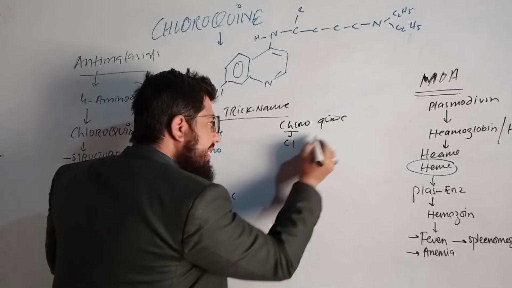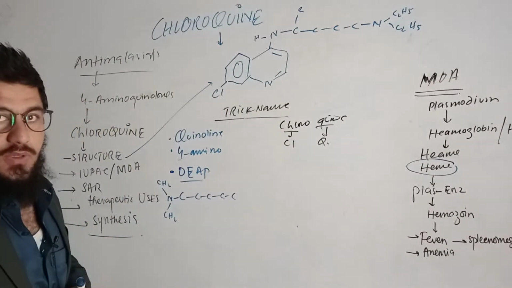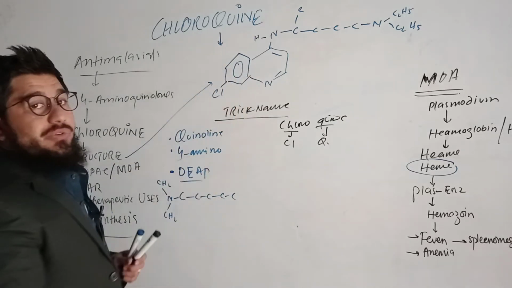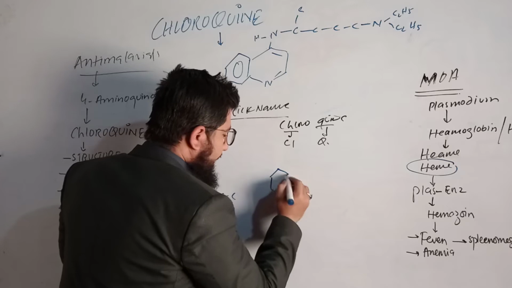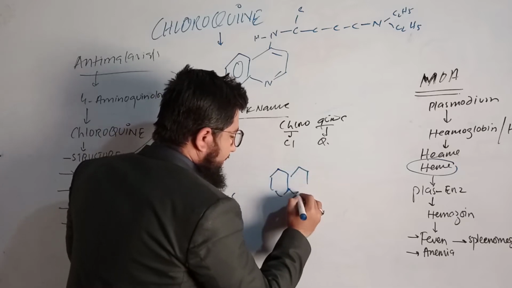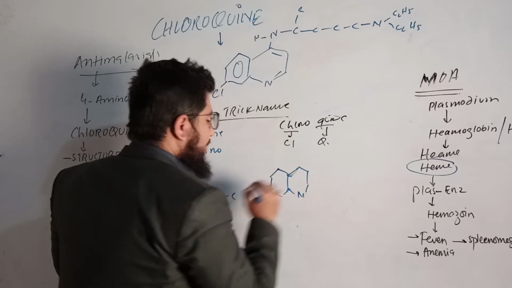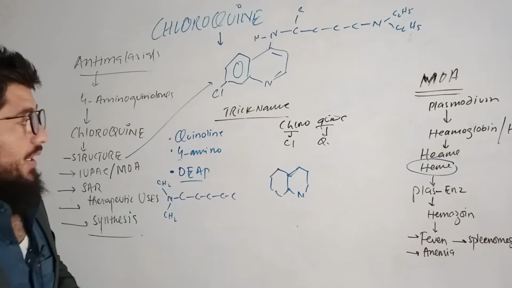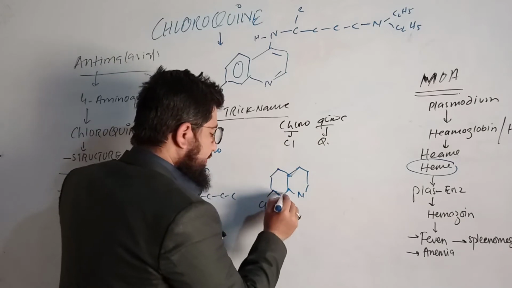Chloro stands for Cl, quine stands for quinoline ring. And what is the quinoline ring? Here, this is the quinoline ring. So just draw this. First of all, draw the quinoline ring. This is the quinoline ring. Now, with the quinoline ring, there is a chloro group, and right here, chloro.